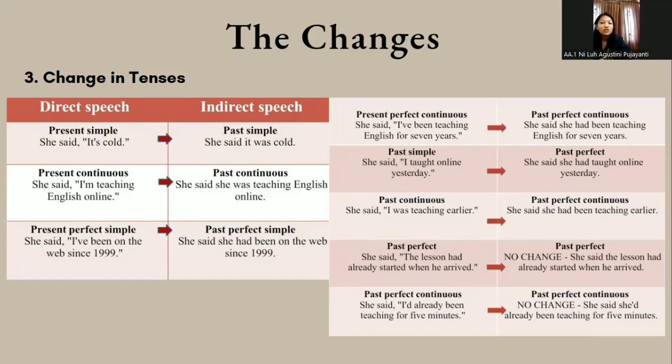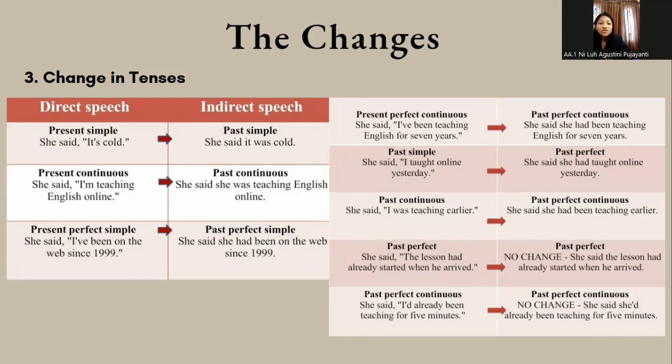Past simple into past perfect. She said, "I taught online yesterday." And indirect speech, it will be, she said she had taught online yesterday. And next, past continuous. She said, "I was teaching earlier." Into past perfect continuous, she said she had been teaching earlier.